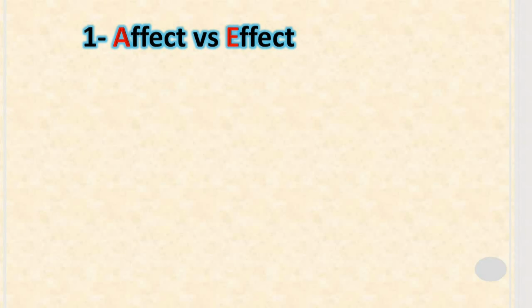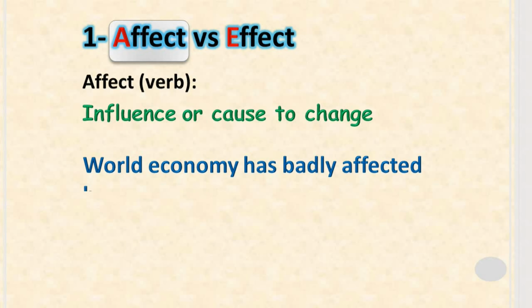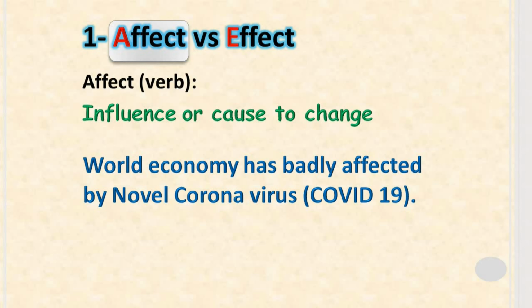So let's get started. Look at the first pair of words: affect and effect. There is a slight difference of A and E. Look at the first one, affect. It's a verb. What does it mean? Influence or cause to change. World economy has been badly affected by novel coronavirus COVID-19. So here it is used as a verb, affect.